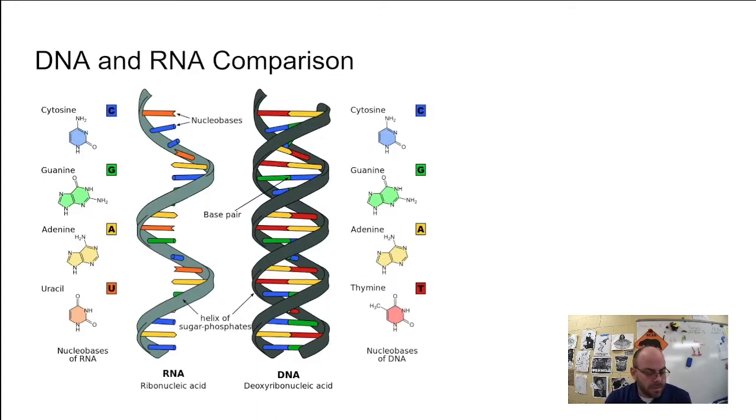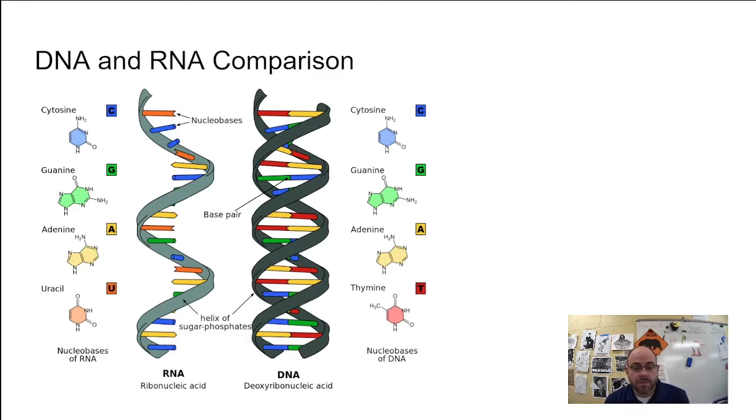So let's talk a little bit about the difference between DNA and RNA. You can actually see all three differences on this picture. DNA is double-stranded. RNA is single-stranded. Now, RNA is weird because it will sometimes fold up on itself and look like it's double-stranded, but it's really not. It's a single-stranded molecule because you only have the one sugar-phosphate backbone.